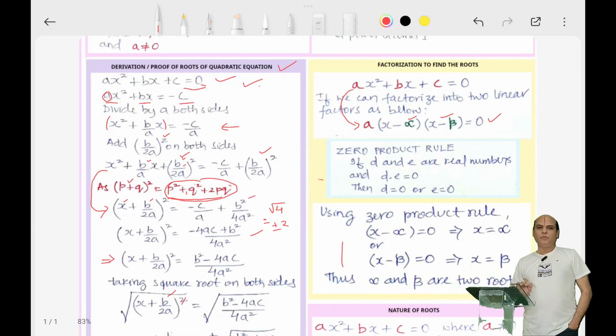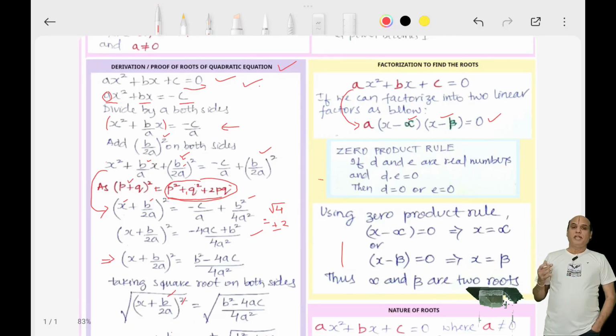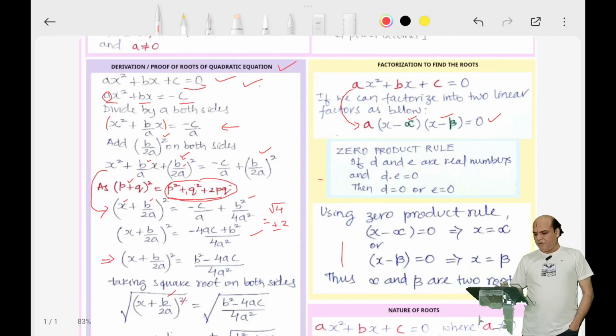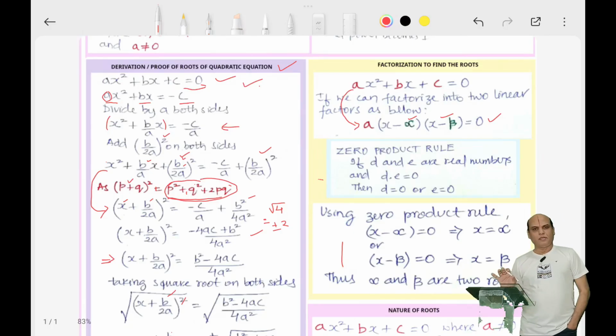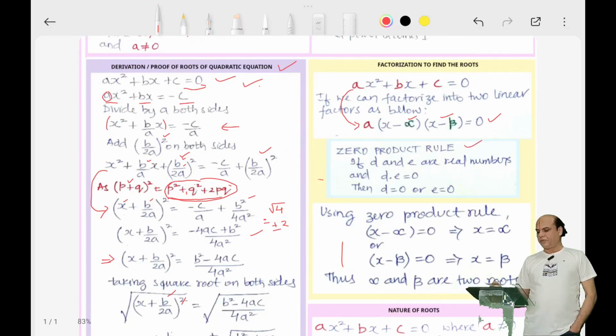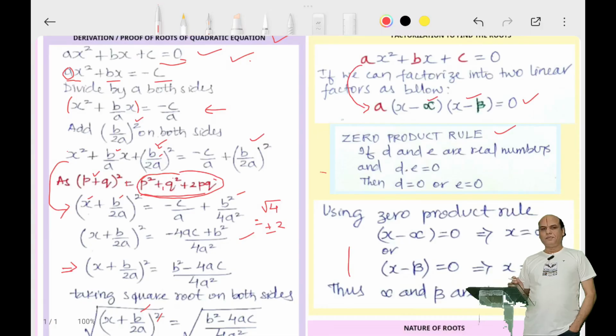Now before we go to another method of finding the roots: here we found the roots by arranging the equation and solving for x. So this is one method for finding the solution, that is the roots, of the given equation. Another method is factorization. Before we look at what factorization is, we need to understand one small rule. It is called the zero product rule. So what is the zero product rule?